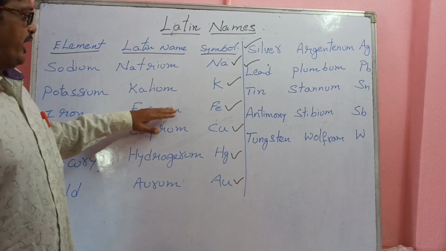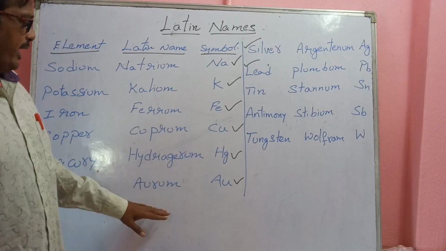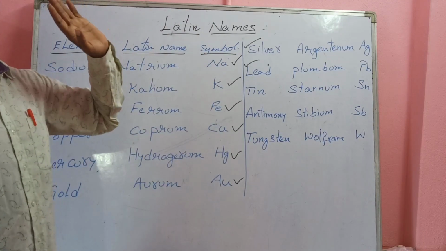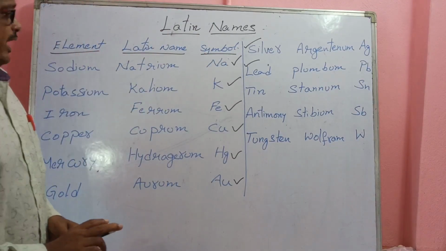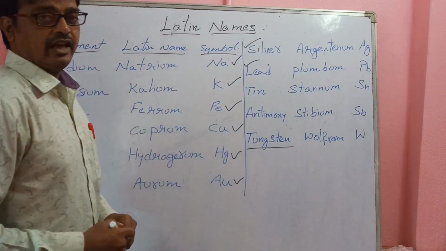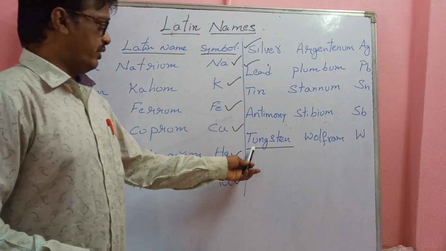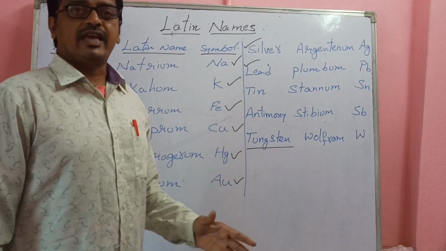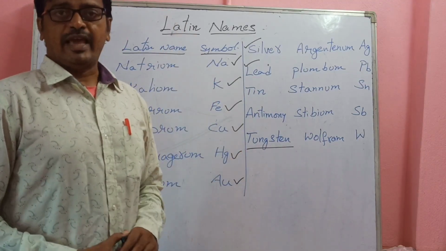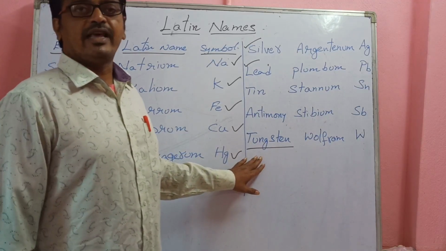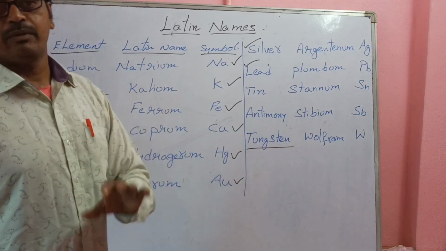Sodium, potassium, iron, copper, mercury, gold, silver and lead. These are very important. And one more thing is tungsten. In electricity also we will get tungsten. What is tungsten? Tungsten is a metal which has the highest melting point, around 3300 degrees Celsius, and is used as a filament for electric bulbs.